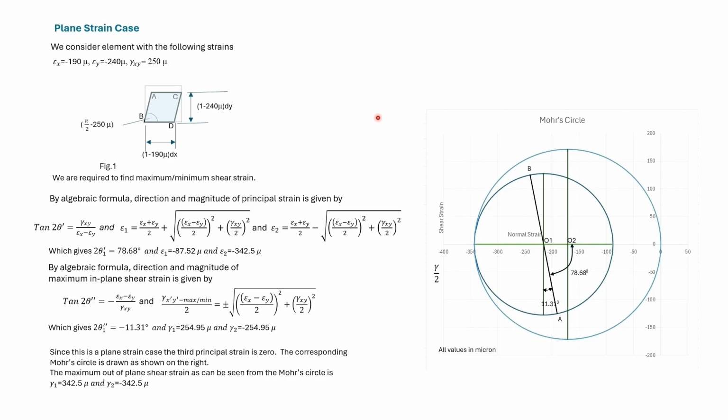For the plane strain case, epsilon 3 is equal to 0. We can draw the outer plane Mohr circle with half of this value as the center, and the radius is half of the absolute value of epsilon 2. So this is the outer plane Mohr circle for strain.